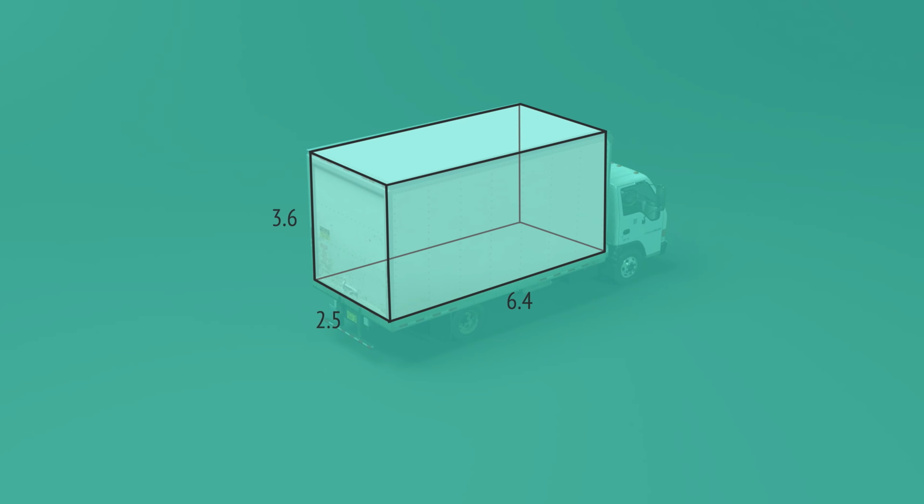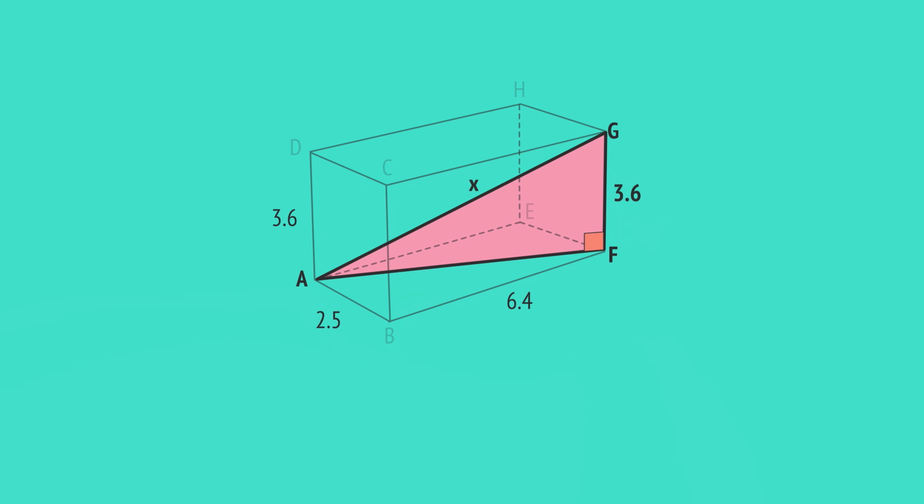First, we draw a diagram and label the vertices. The longest length, x, will be any interior diagonal, or space diagonal, of the cuboid. In this case, we've drawn the space diagonal AG, which is part of the right-angled triangle AGF. We could use Pythagoras to work out length x if we knew the length of the face diagonal AF.